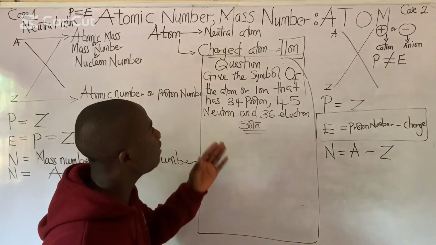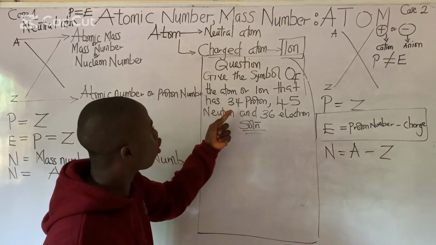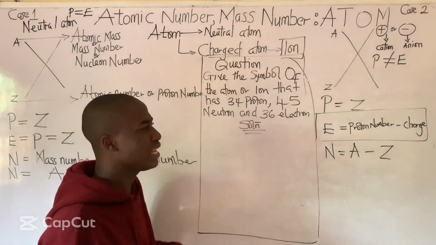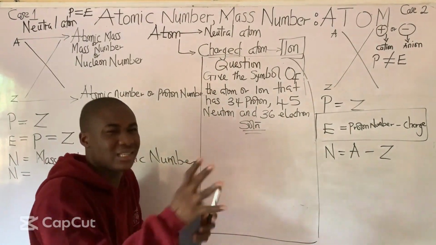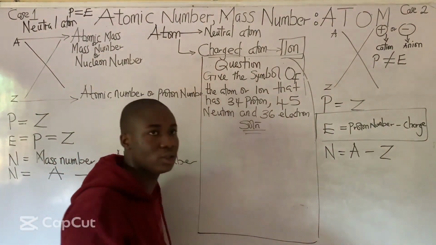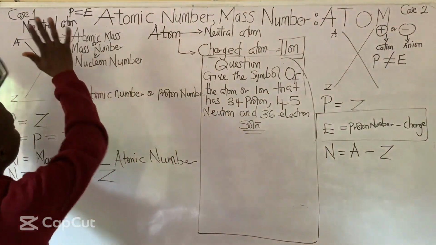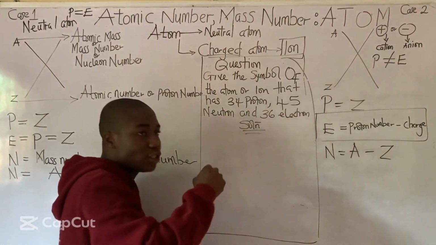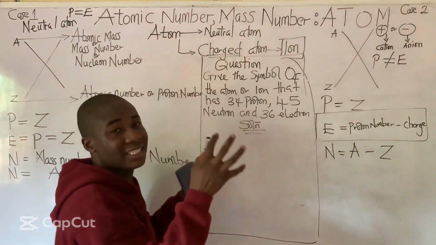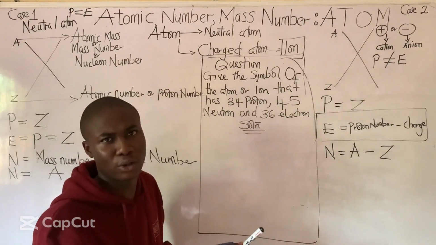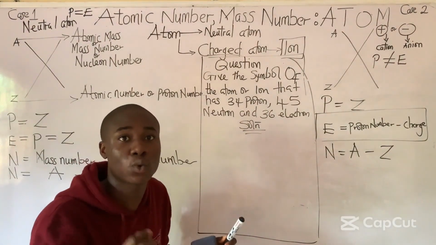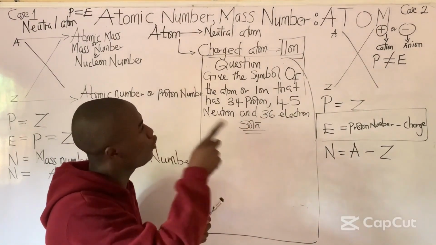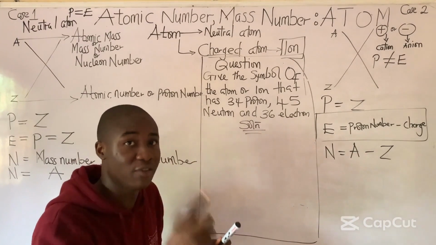The question says, give the symbol of the atom or ion that has this information. So they are not telling us to form a symbol for all the information given. Remember, the symbol can be in this format or in this format. That is why they say give the symbol of the atom or ion. So the representation can be an atom or an ion. So how do we know specifically which one is an atom or an ion? Because, you know, ions have a charge.